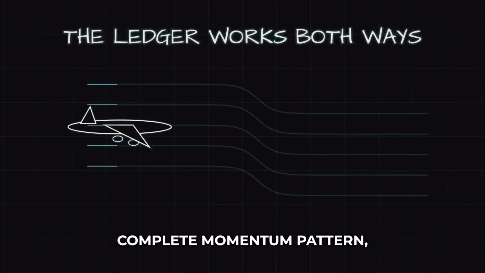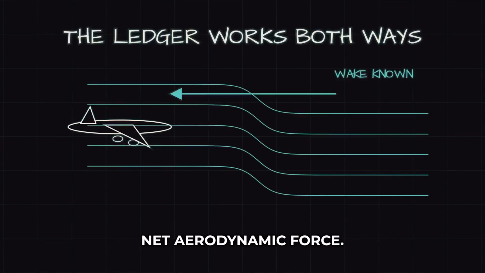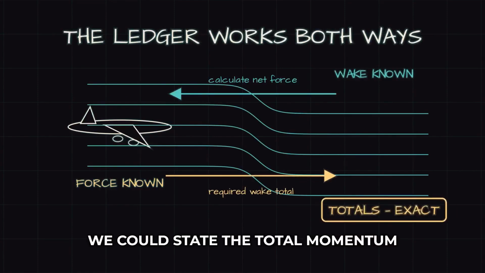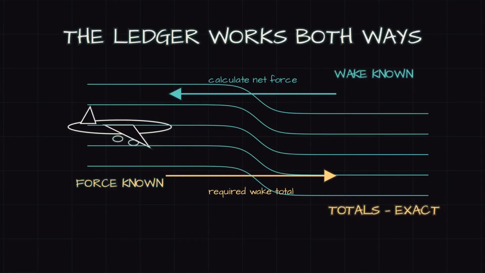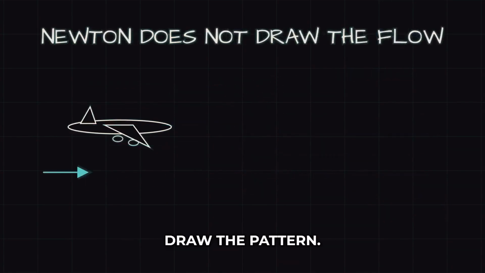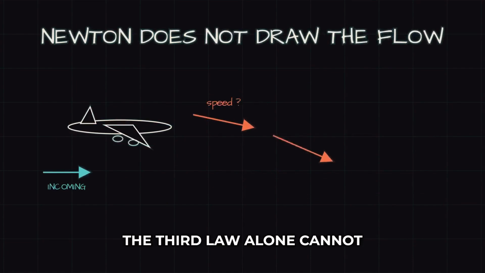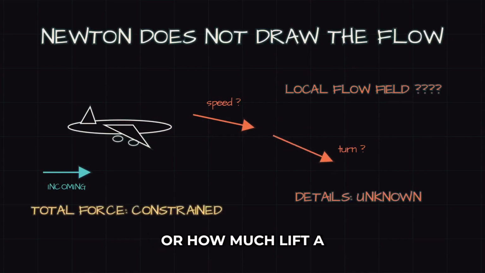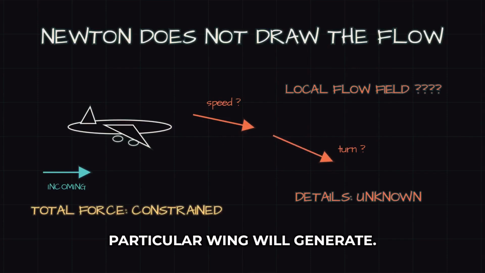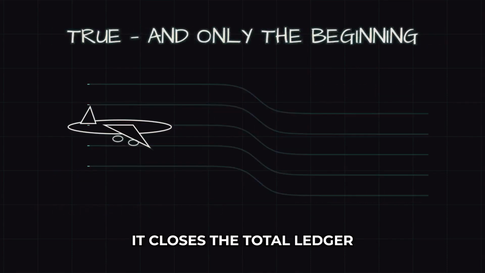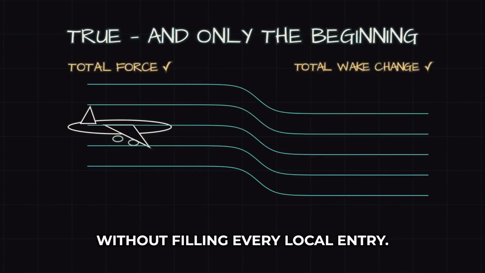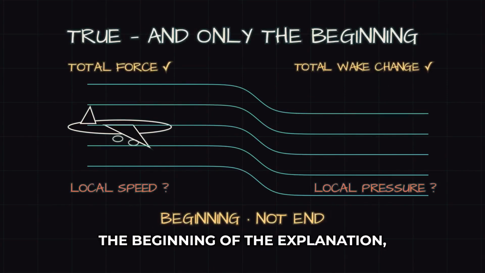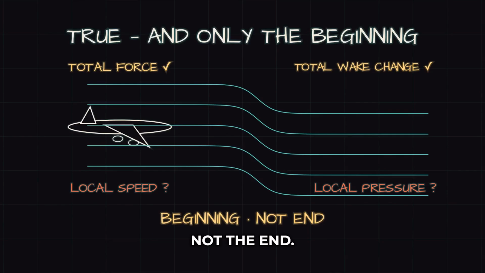If we knew the complete momentum pattern, we could calculate the net aerodynamic force. If we knew the force, we could state the total momentum change required in the far wake. But Newton does not draw the pattern. The third law alone cannot tell us exactly where the air speeds up, where it turns, or how much lift a particular wing will generate. It closes the total ledger without filling every local entry. The wing pushes air down is true, but it is the beginning of the explanation, not the end.